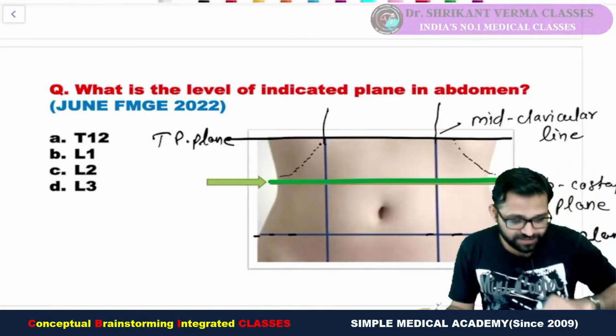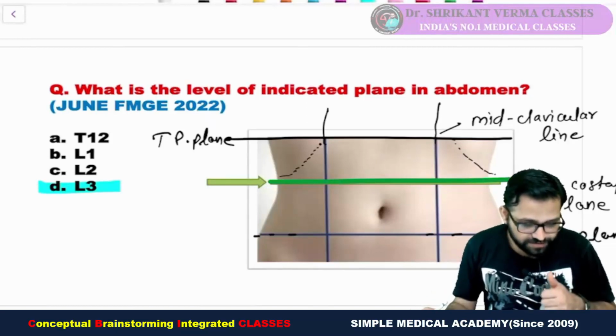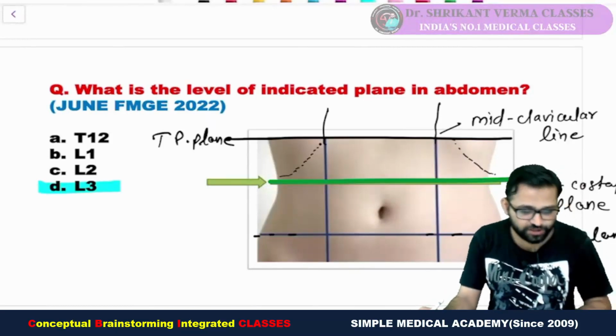Yes, Sparsh is correct. You are right, beta. Yes, the answer is D. So Ganesh, thank you, beta. Ganesh is enjoying this session.